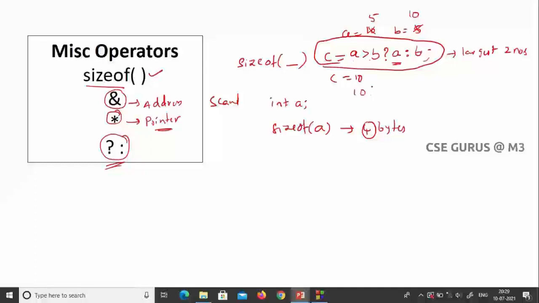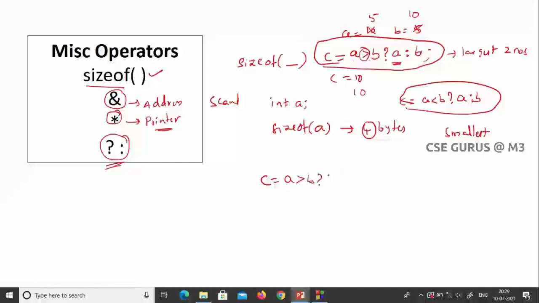So like this, if you want to find the smallest of two numbers, in place of greater than you have to keep less than: a less than b, ternary a colon b. This always gives the smallest of two numbers to be assigned to the variable c, right? Not only that, you can write a greater than b, ternary, whatever the values, 1 colon 0 or 1 colon a. If the value is 1, then the first value will be taken. If it is 0, the second will be taken.